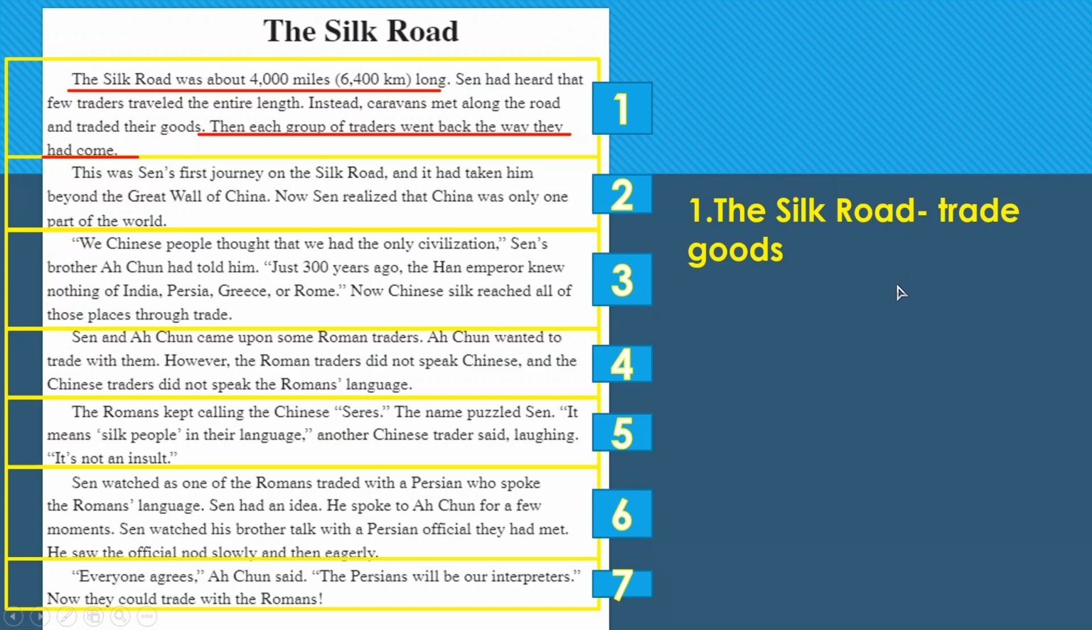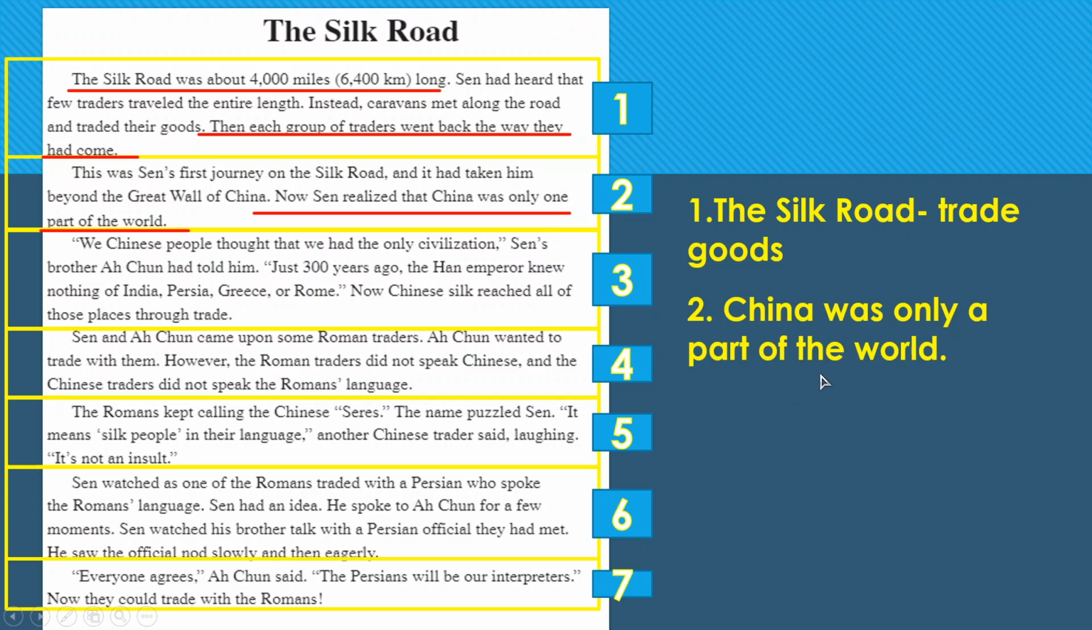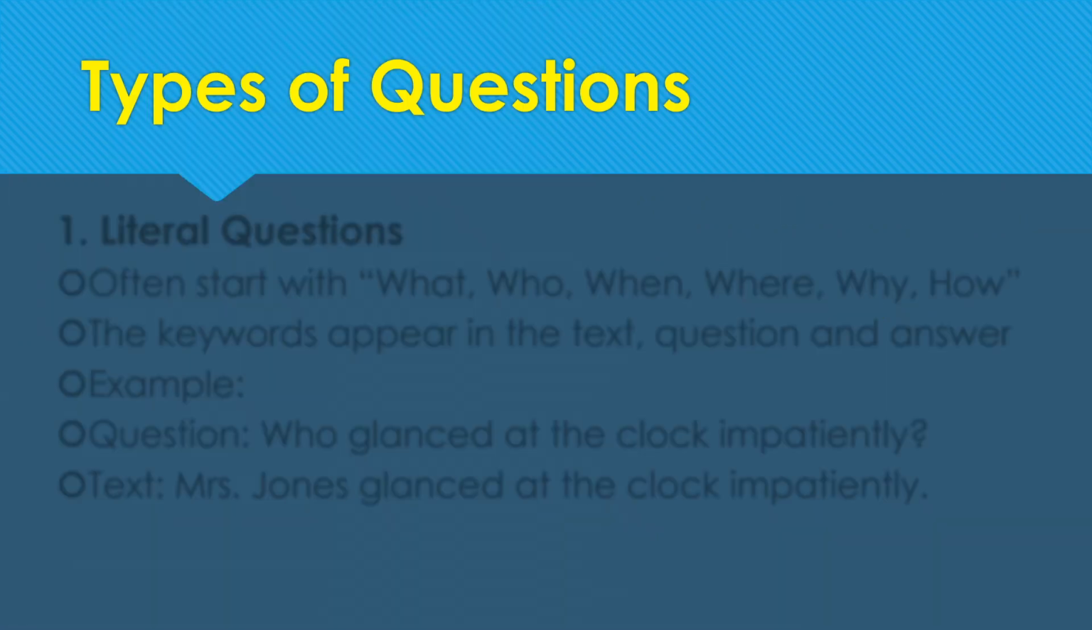Now we go to the second paragraph. Okay, so for the second paragraph, this is the first sentence and the second and then the last sentence. Now I underlined only this one because it's the most important of them all. So now Sen realized that China was only one part of the world. So which means that China was only part of the world. Okay, so this is the main idea of the second paragraph. So this is what we call the main idea. All right. Now this main idea will give us ideas or details how to answer the unseen comprehension. Okay, so that's the steps in answering unseen comprehension.